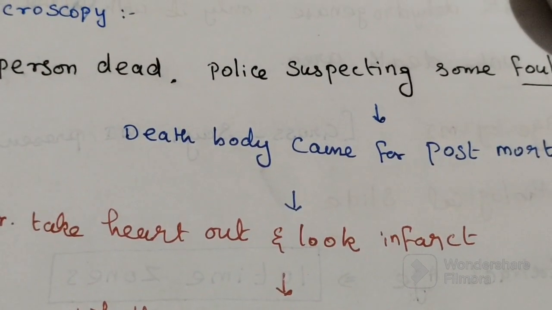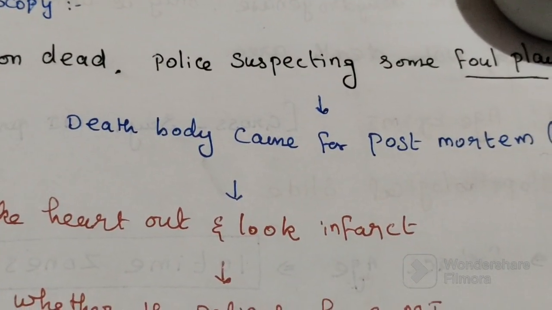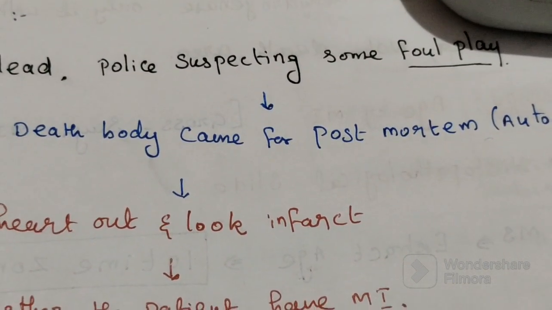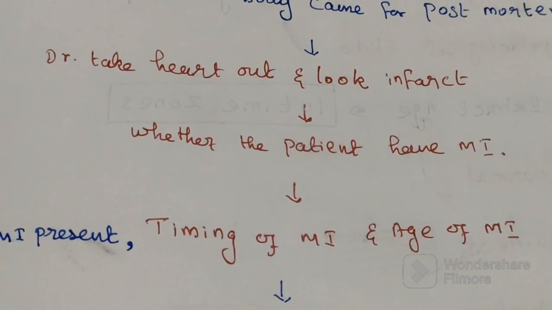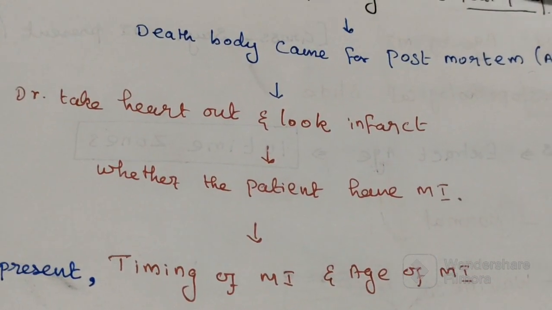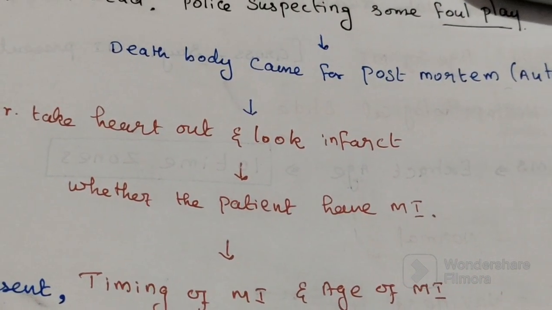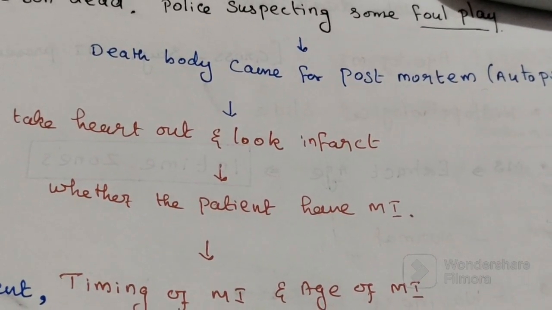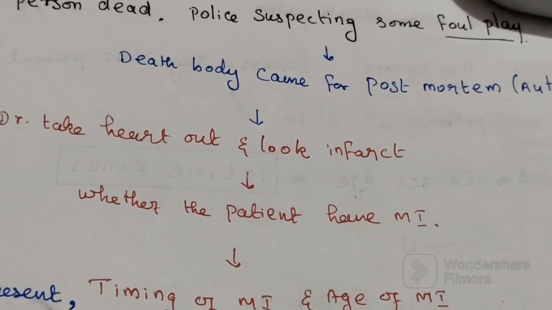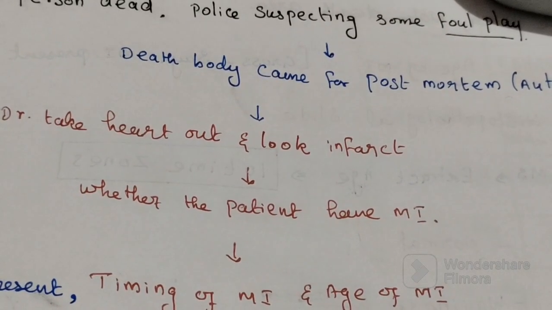So the dead body came for post-mortem, for the autopsy. The doctor is supposed to take the heart out of this dead body and look for that infarct, whether the patient had MI, yes or no. What is the timing of MI? What is the age of MI?